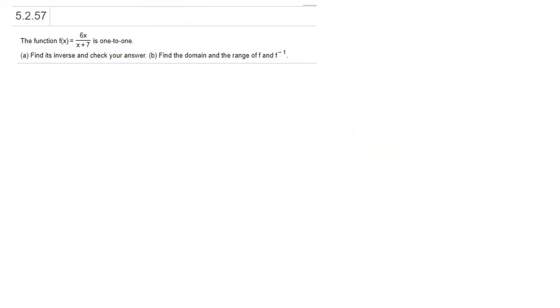All right, same problem as before. We've just got a slightly more complicated function going on here. But we're going to proceed exactly as we've been doing. Okay, so we begin by swapping the role of x and y. So we would say x is equal to 6y over y plus 7. And now we need to solve this for y.